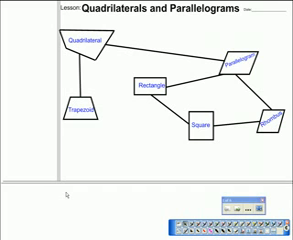Okay, so first of all, let's start with quadrilateral. Why are you two smiling? Okay. I'm still on mute.